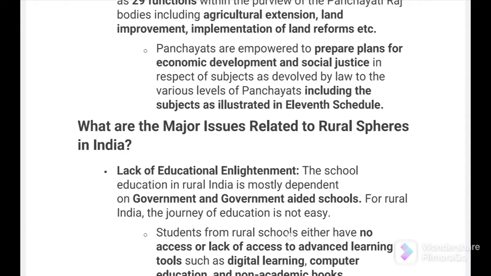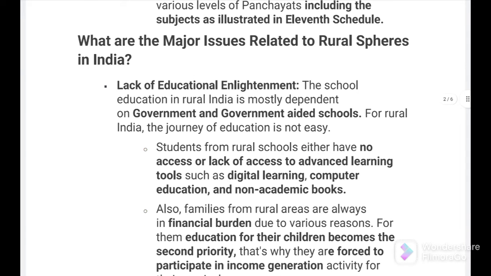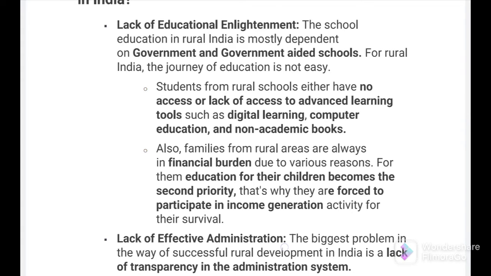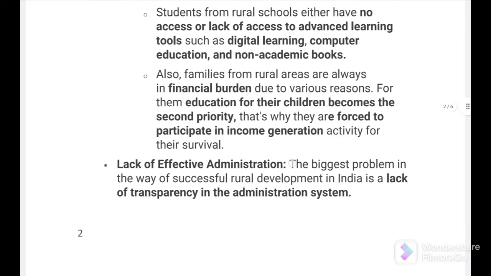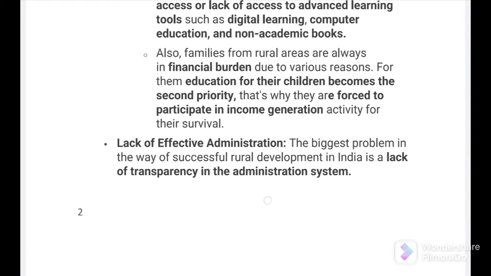What are the major issues related to the rural sphere in India? Lack of educational enlightenment. School education in rural India is mostly dependent on government and government-aided schools. For rural India, the journey of education is not easy. Students from rural schools either have no access or lack access to advanced learning tools such as digital learning, computer education and non-academic books. Also, families from rural areas are always under financial burden due to various reasons. The education of their children becomes the second priority. That's why they are forced to participate in income generation activity for their survival.